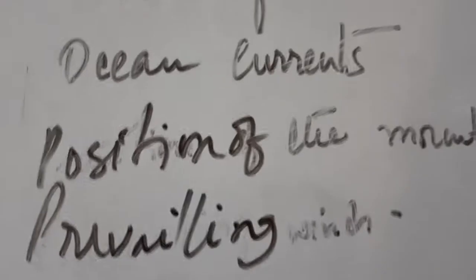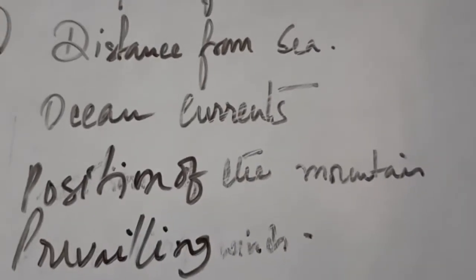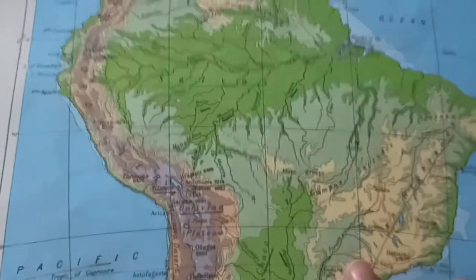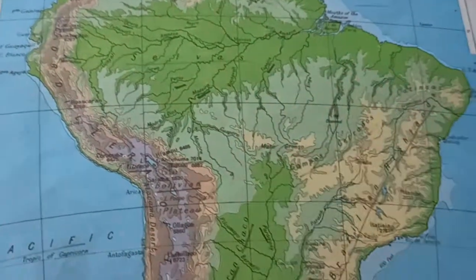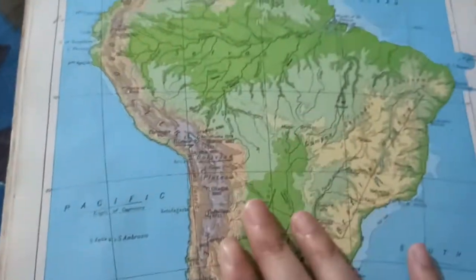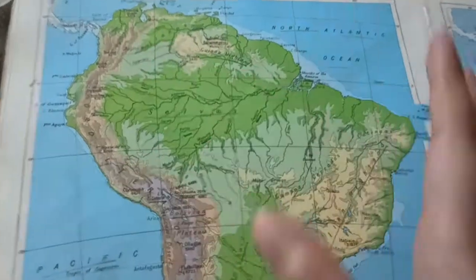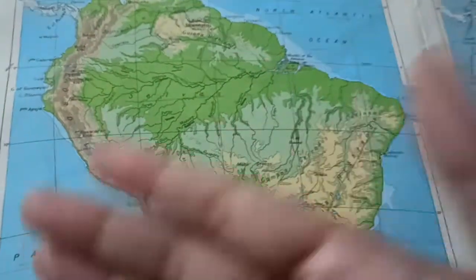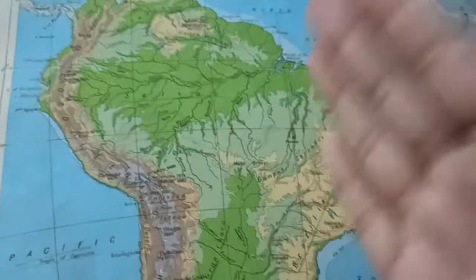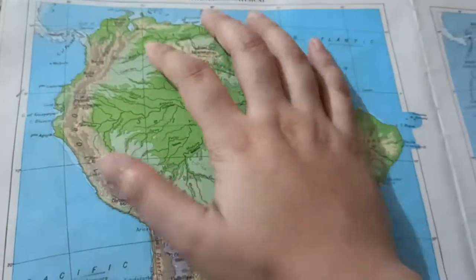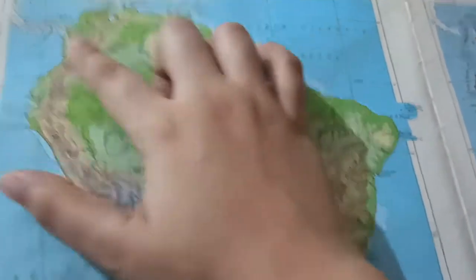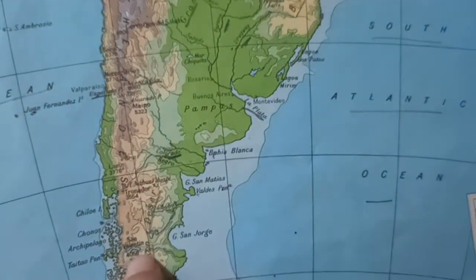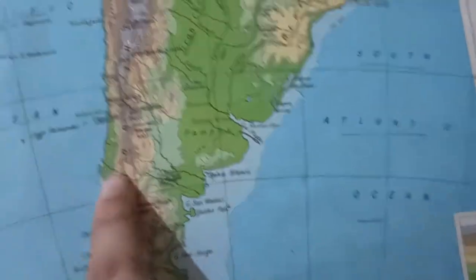The next factor is the position of the mountain. The position of the mountain also influences, at a greater rate, the climate of any region of any country. The Andes mountain is the most important mountain system present in South America. It starts from the extreme northern tip of South America, and extends almost up to the southern tip.